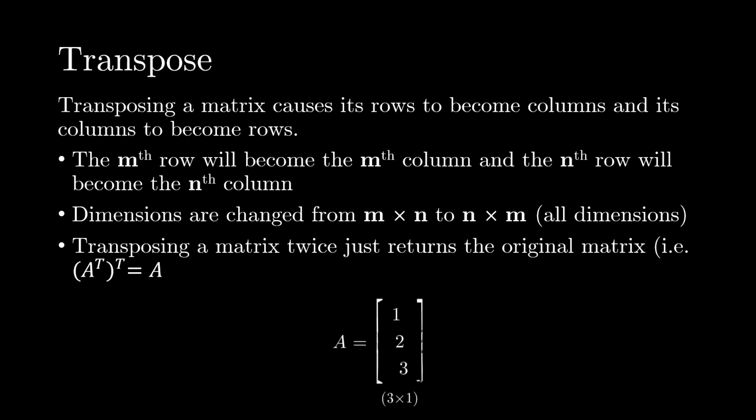Here are some examples. We have a 3 by 1 matrix here, and its transpose is 1 by 3. And likewise, for the 2 by 2, it will remain 2 by 2, but look, the 3 and 2 have flipped.